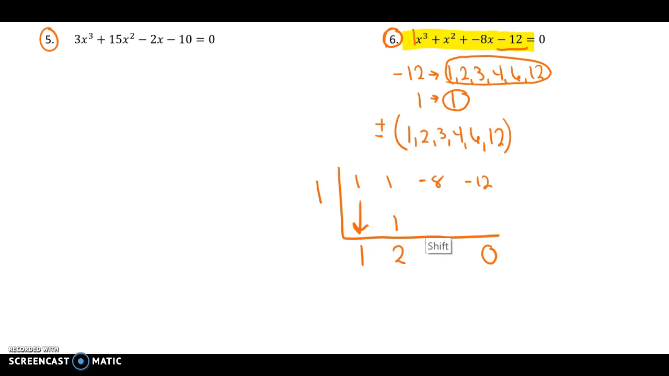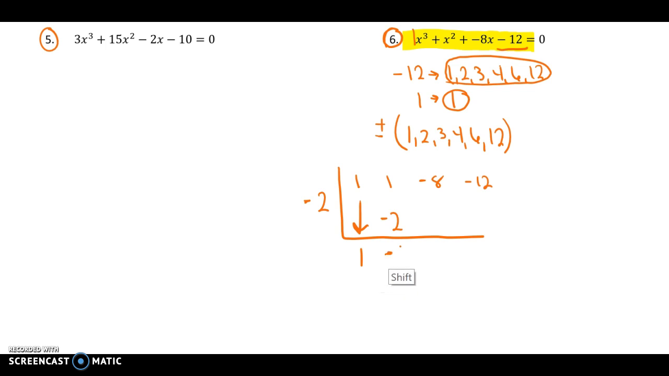1 times 2 is 2. Add up this column, and I get -6. 1 times -6 is -6, and I'm not going to get 0. So 1 was not the right choice. So I will go ahead and share with you what is the right choice. It will be -2. So again, I bring the first number down, and -2 times 1 is -2.